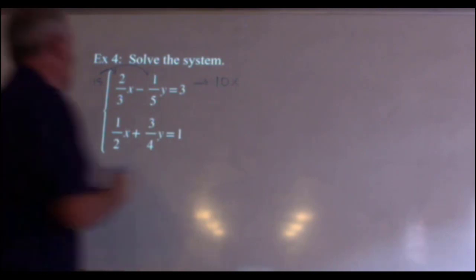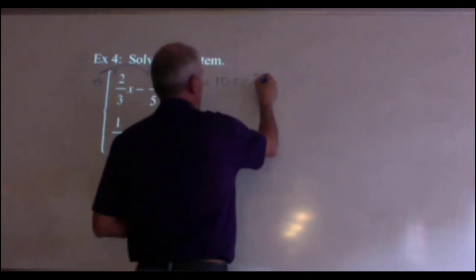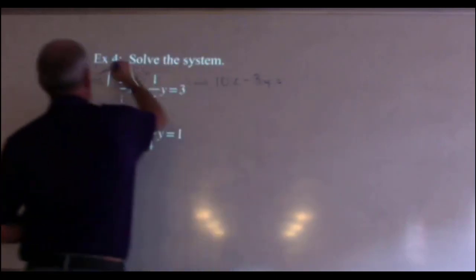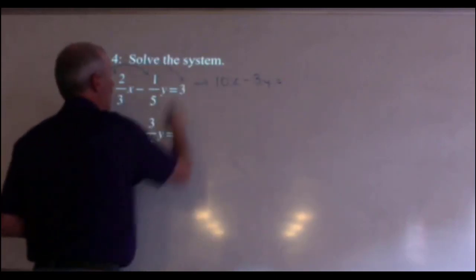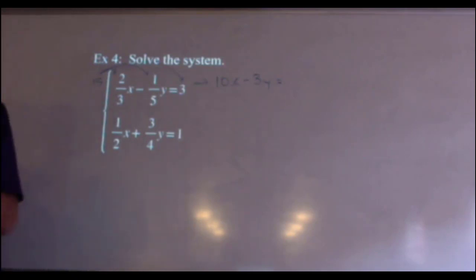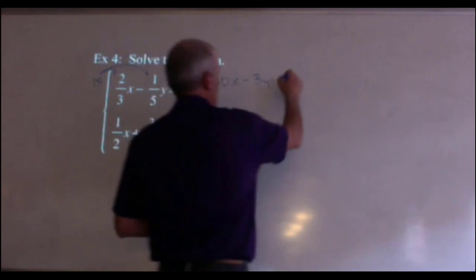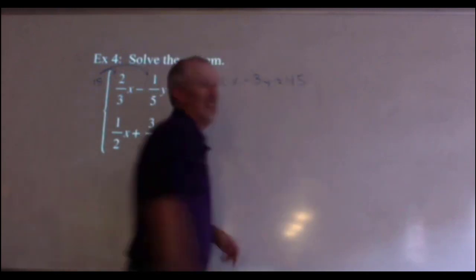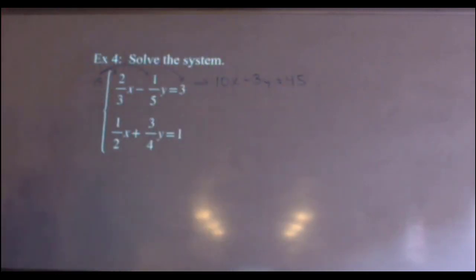Negative 3, so it'll be negative 3y. And again, don't forget this. We're still going to multiply 15 times this 3 over here, even though it's not a fraction. What's 15 times 3? 45. Okay? So we have succeeded in getting rid of the fractions in our first equation, right?